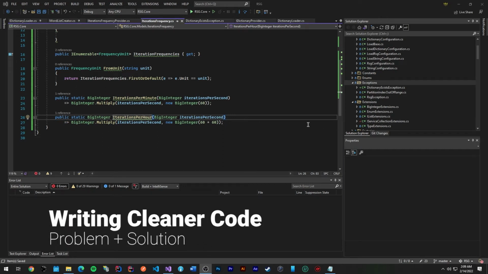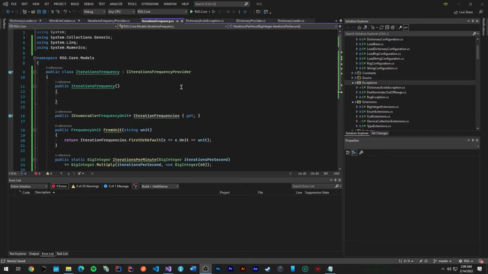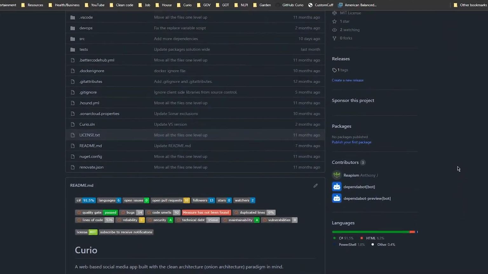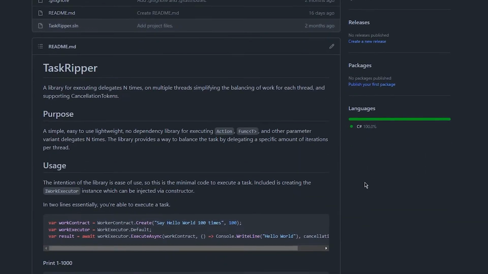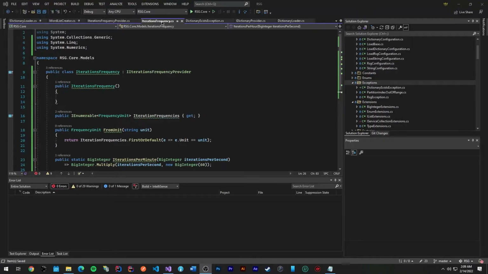Today I'm highlighting an issue, and I want to address this in its own video because I think it deserves it. I've come across a real world example in my project. If you are following the Code With Me series, this is the RSG project. It's one of the projects I'm working on along with two other ones: Curio, which is my social media platform, and the Task Ripper library, which is my pilot episode for the Code With Me series. If you're interested, check out the links below. And without further ado, let's get started.